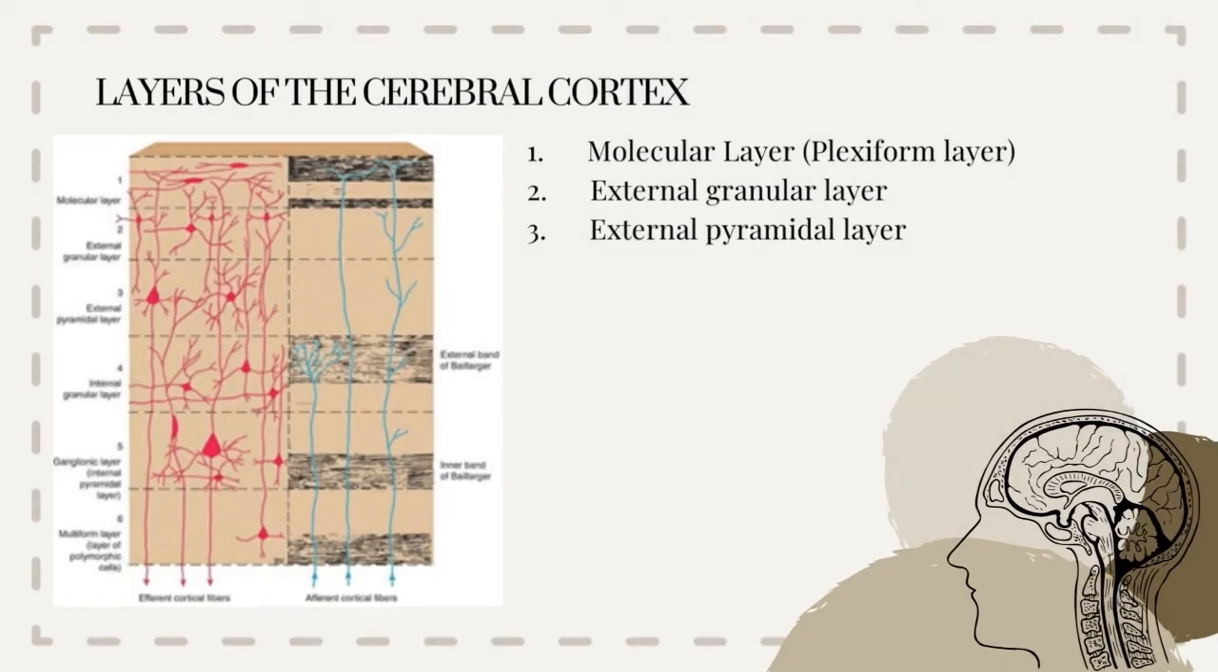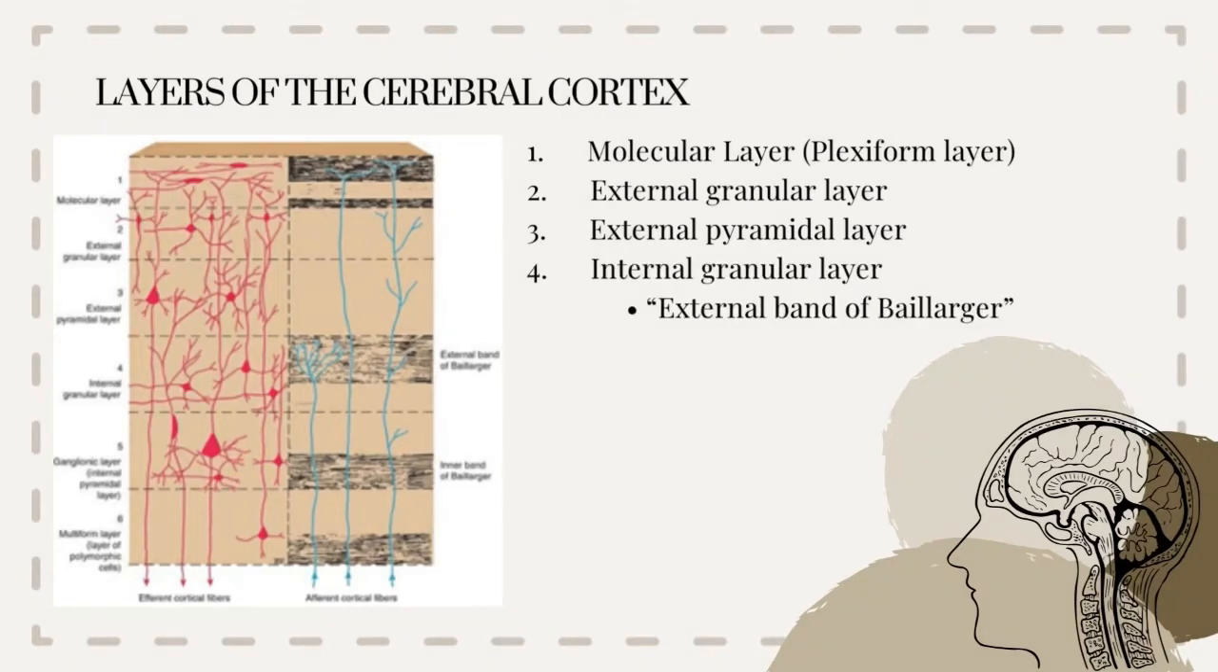Next, we have the external pyramidal layer. There are pyramidal cells whose cell body size increases from superficial into deeper borders of the layer. The apical dendrites pass into the molecular layer, whereas the axons enter the white matter as either projection, association, or commissural fibers. Then you have your internal granular layer. It is composed of closely packed stellate cells with a high concentration of horizontally arranged fibers that serve as the external band of Baillarger.